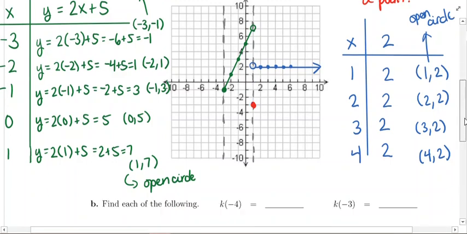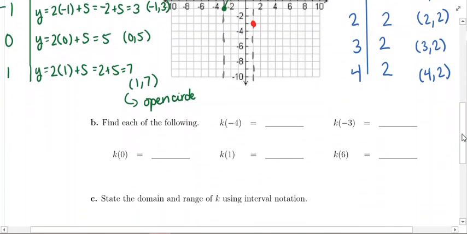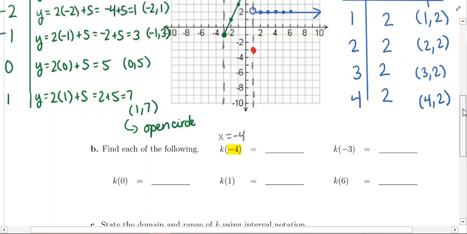So you have to keep the same idea when you're evaluating the function. This is a function. Every input has to have a single output. You can either do this graphically or you can plug into a particular rule. All right, let's start with k of -4. For k of -4, your x value is going to be -4. So let's see what happens here.